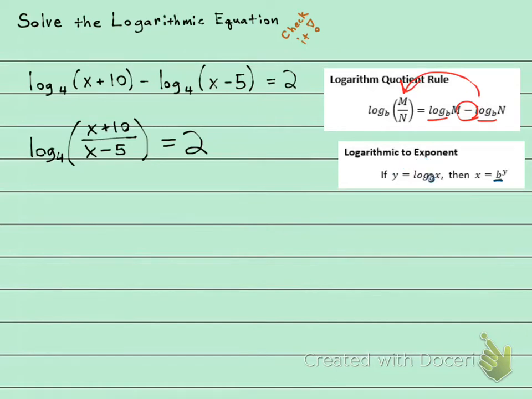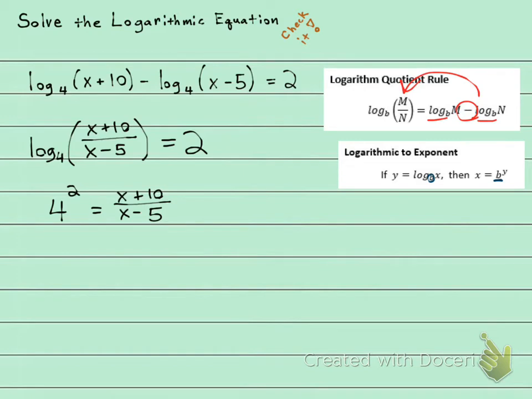So let's go ahead and do it. My little base of 4 becomes my big base of 4. And then my other two things will switch sides. The 2 will come over here and become the exponent. And this x plus 10 over x minus 5 comes over here. All right, so what we have done is we have gotten the x out of the logarithm, but now we still need to solve it.